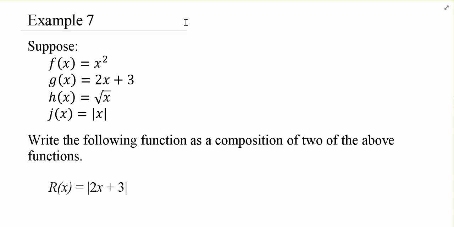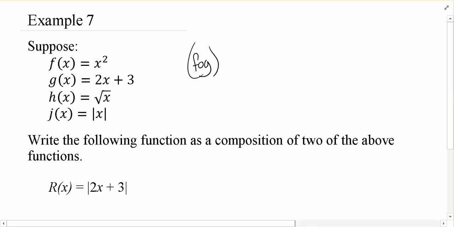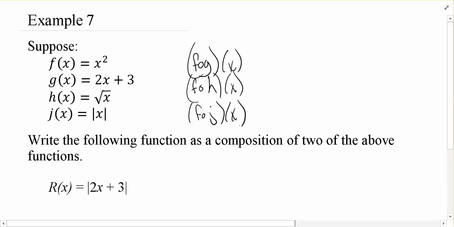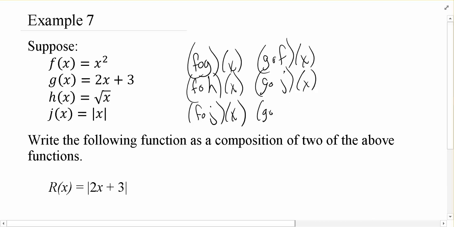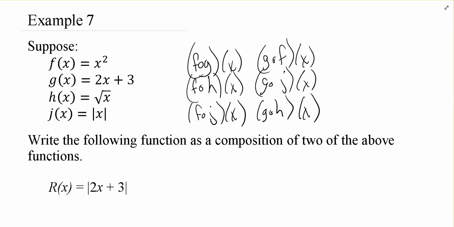I know my answer is either going to be F of G, or maybe F of H, or maybe F of J. But maybe it could also be G of F, or G of J, or G of H. We've got a whole bunch of possibilities. There's 12 possibilities to be exact. So there's a lot of multiple choice options here, but that's kind of what's going on.